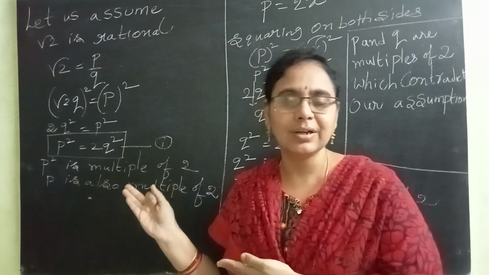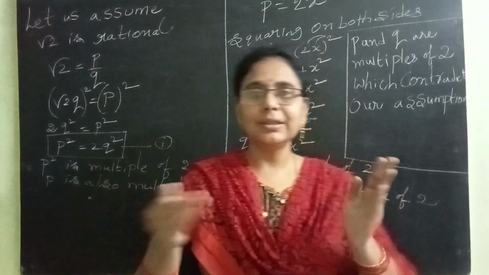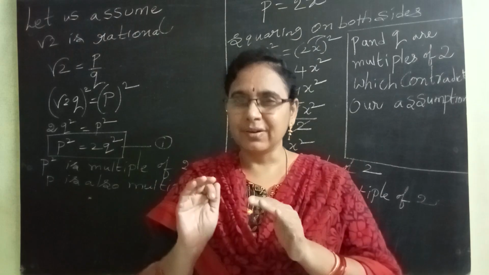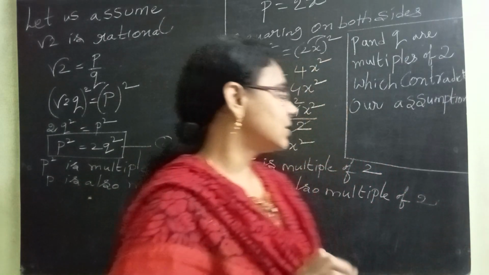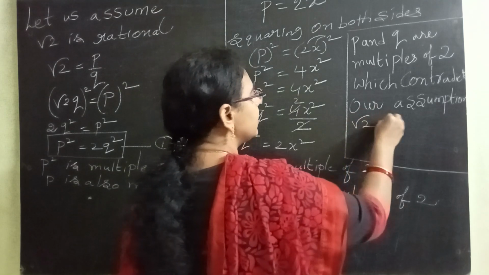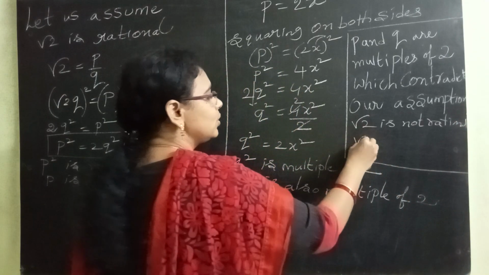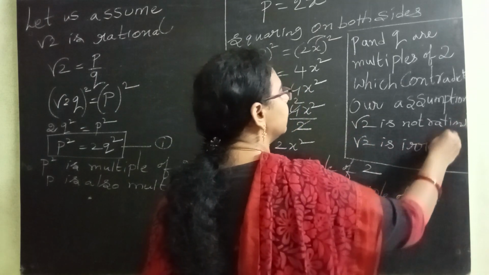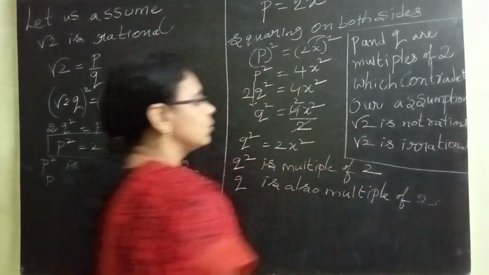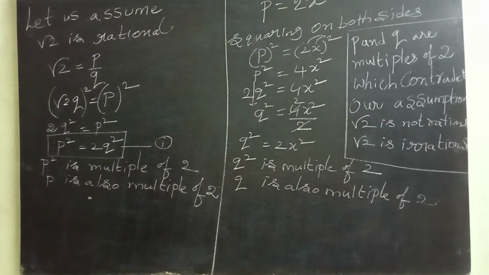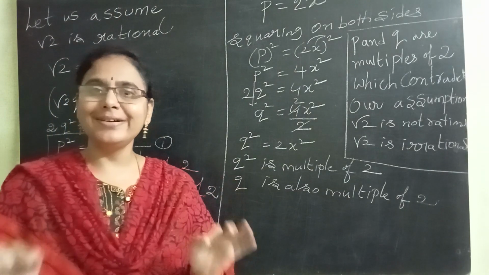So here we assumed that it is rational, but we got the numerator and denominator both having the same common factor, that is 2, which contradicts our assumption. That means root 2 is not rational. That means root 2 is irrational. Did you understand? It is very interesting and easy. It is a sure question. Sure, 100% sure.